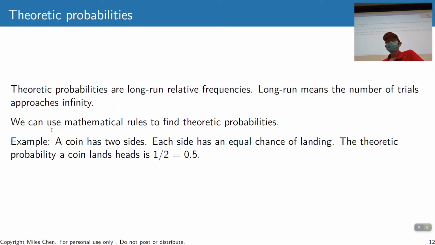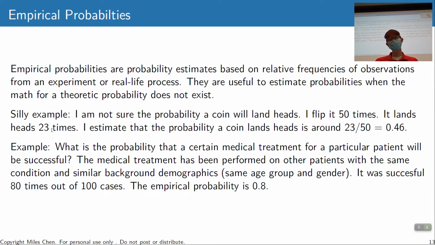Theoretic probabilities are long-run relative frequencies. Long run means the number of trials approaches infinity. And we can use mathematical rules to find theoretic probabilities. So, for example, when you talk about a coin and we say the probability the coin lands heads is 1/2, that is a theoretic probability. And we came up with that number 1/2 because we say the coin has two sides. Both of those sides have an equal chance of landing, and therefore the probability it lands on one of those sides, like heads, is going to be 1 out of 2, 1/2, 0.5. So that's a very simple example of a theoretic probability.